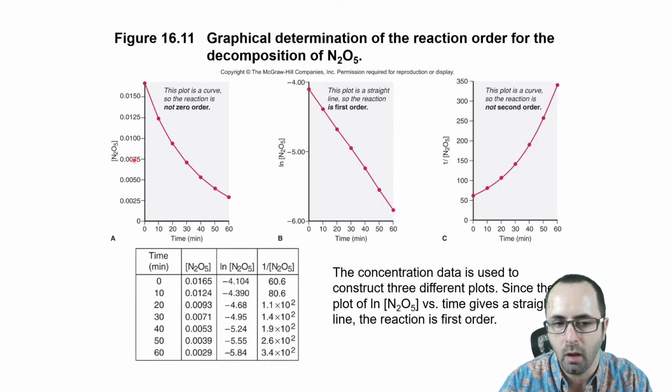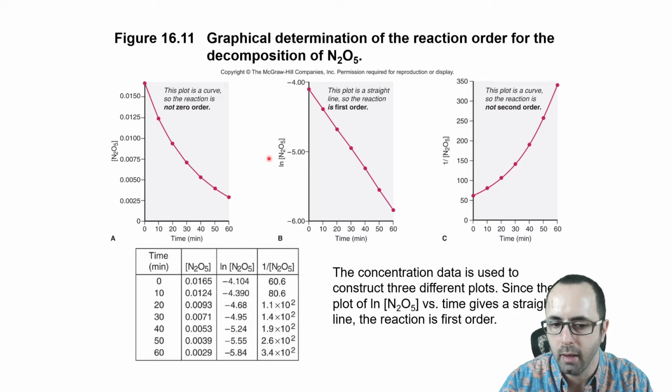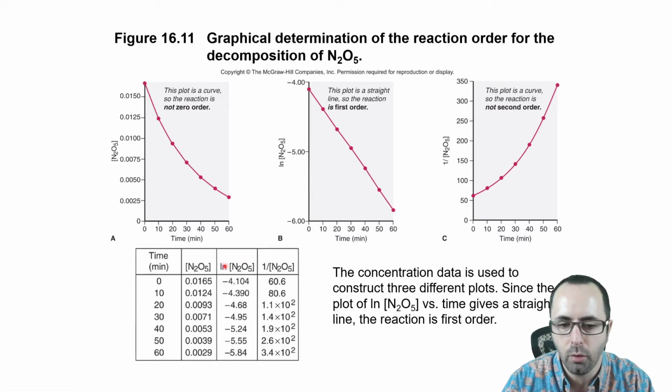So here's the plot of the concentration versus the time. It's not linear, it's curved, so this reaction is not zero order. Here's the natural log of the concentration versus time. Natural log of concentration is on the y-axis, the x-axis is again the time, and you see you get a line. It's negative in slope because the slope is the negative of the rate constant. And so this reaction must be first order, because your natural log of concentration versus time gave you a straight line.